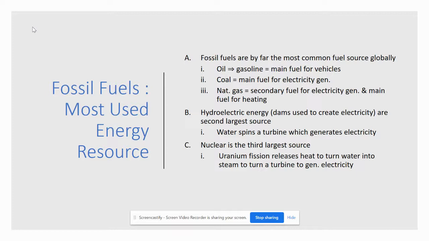Followed by nuclear power, which is the third largest source. We obtain energy via nuclear power by breaking apart uranium-235, and when we do that, it releases heat, and it's going to then turn water into steam, and that steam is going to turn a turbine to generate electricity.